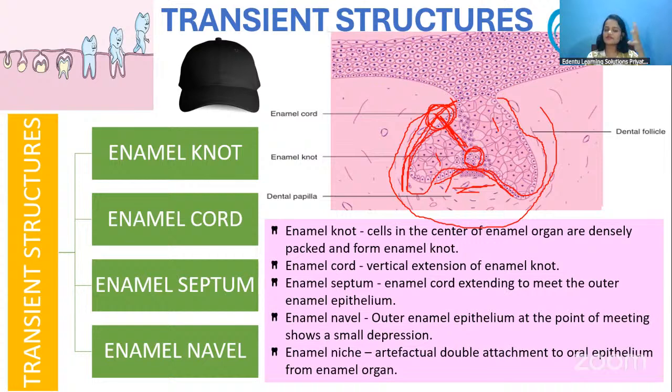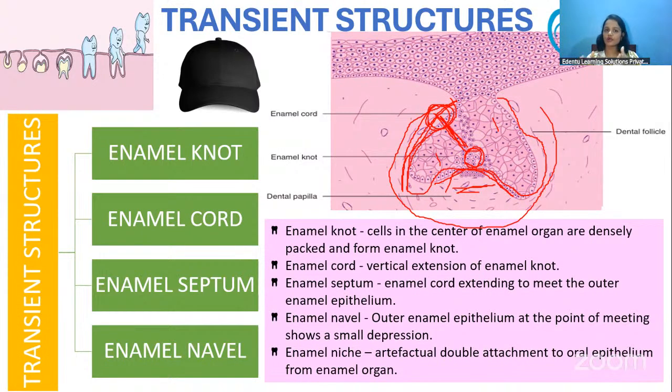So these four structures will be present only in the cap stage of tooth development, and they are really important. There will be a continuous proliferation of cells in the center of the enamel organ in the cap stage, and they are called the enamel knot. It will form a knot-like structure, that's why it's called the enamel knot. There will be a vertical extension of this enamel knot, which is called the enamel cord.